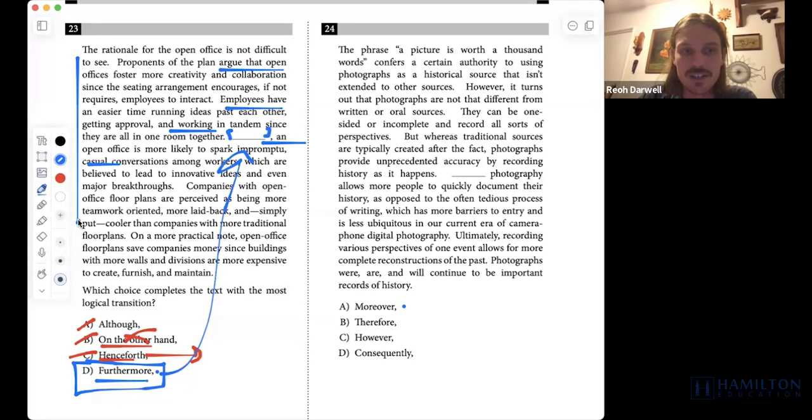Okay, to figure that out, you're going to just have to read the passage and figure out its logic. Once you figure out that category, you can find the correct one.